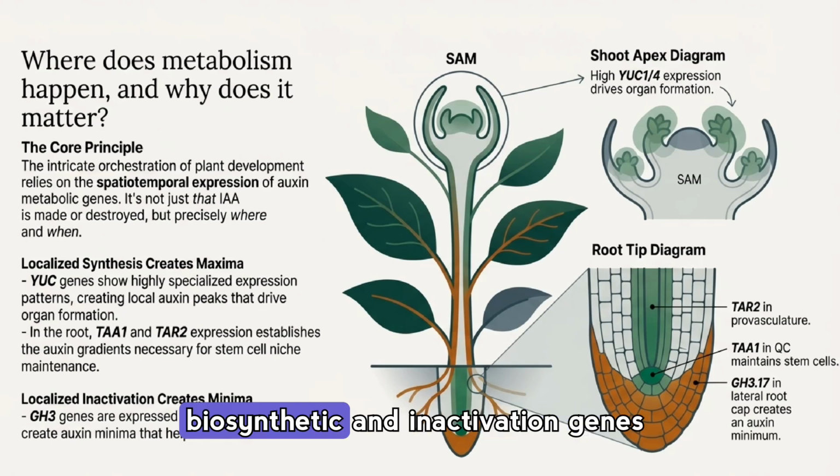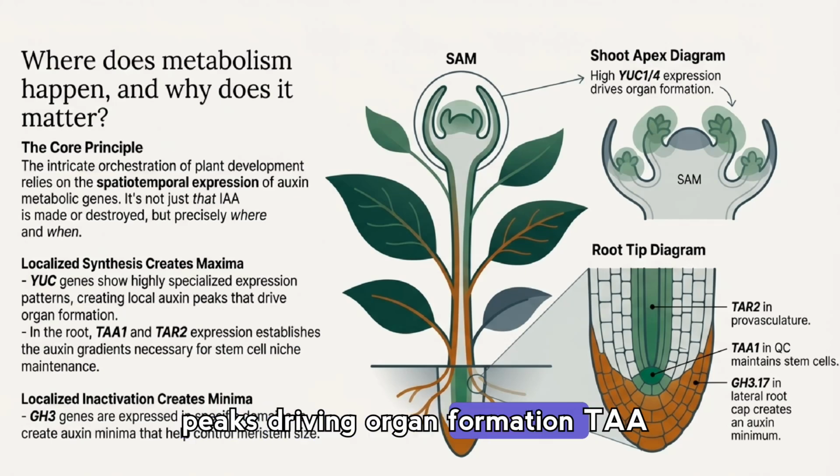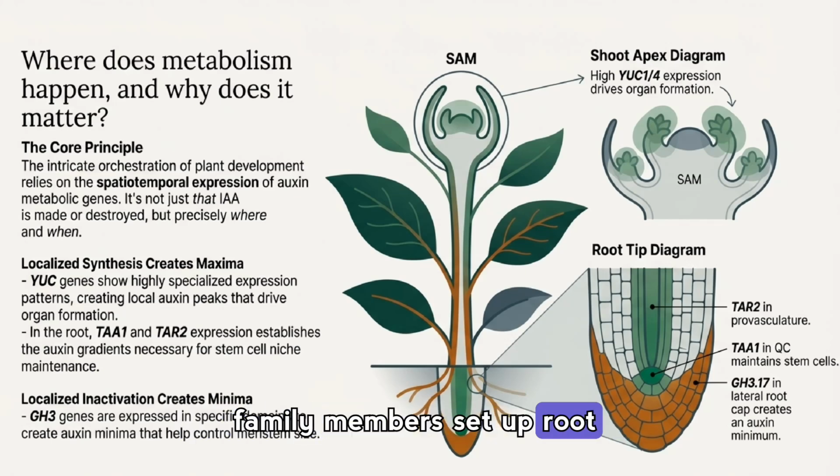Spatiotemporal expression of biosynthetic and inactivation genes sculpts local auxin maxima and minima. YUC genes create local peaks driving organ formation, TAA family members set up root gradients for stem cell niches, and GH3 enzymes define minima in specific domains, so location and timing control developmental outcomes.